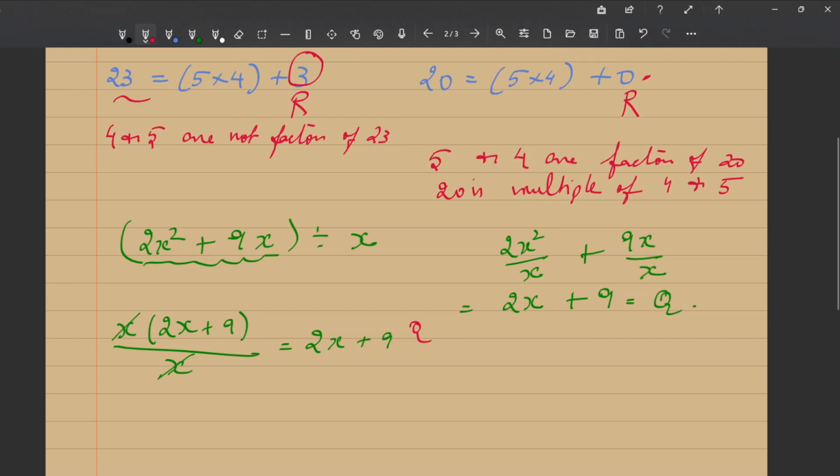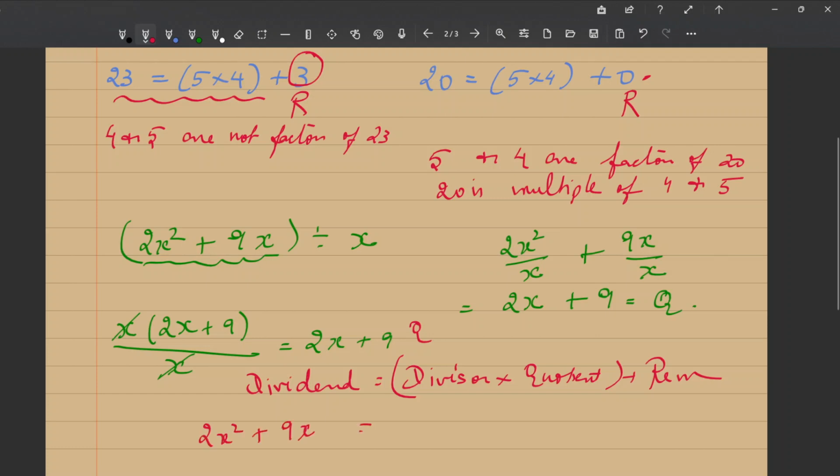Now the division fact. Can we write the division fact the same way we did with numbers? Of course we can. How did we do it in numbers? We wrote dividend is equal to divisor multiplied by quotient, right, plus the remainder. Same way, what is the dividend here? 2x squared plus 9x is equal to the divisor x, times the quotient 2x plus 9, I'll write this within brackets, isn't it? Plus there is no remainder, so 0.